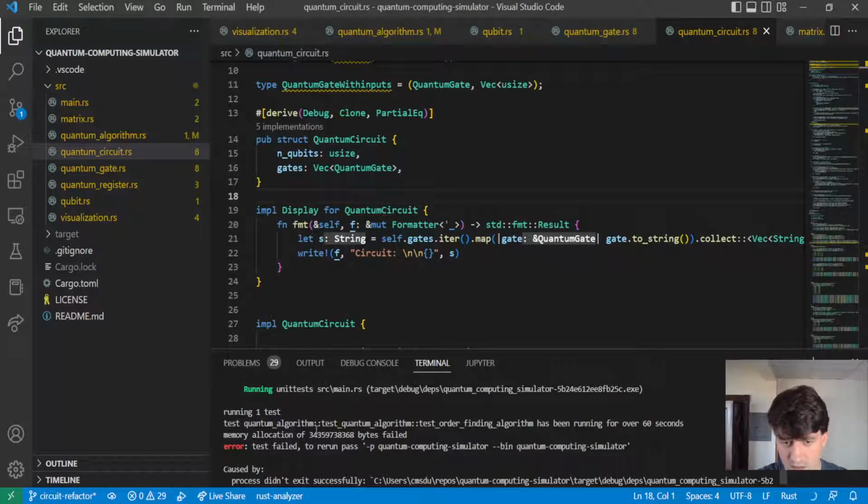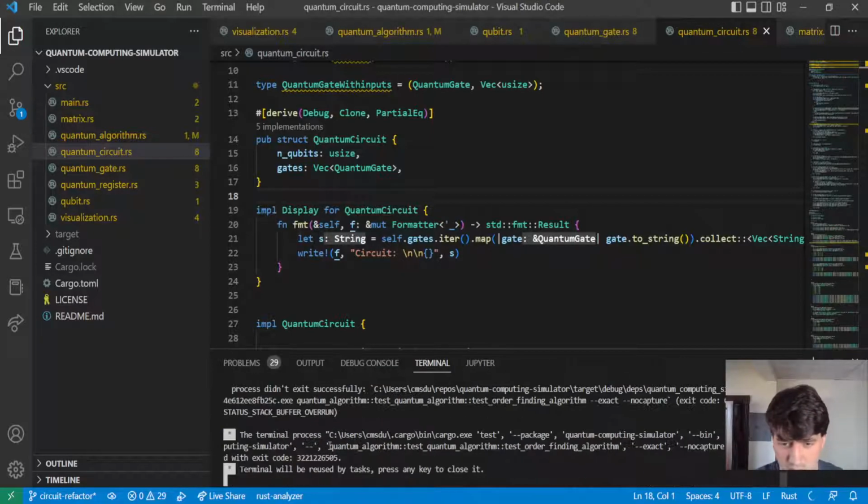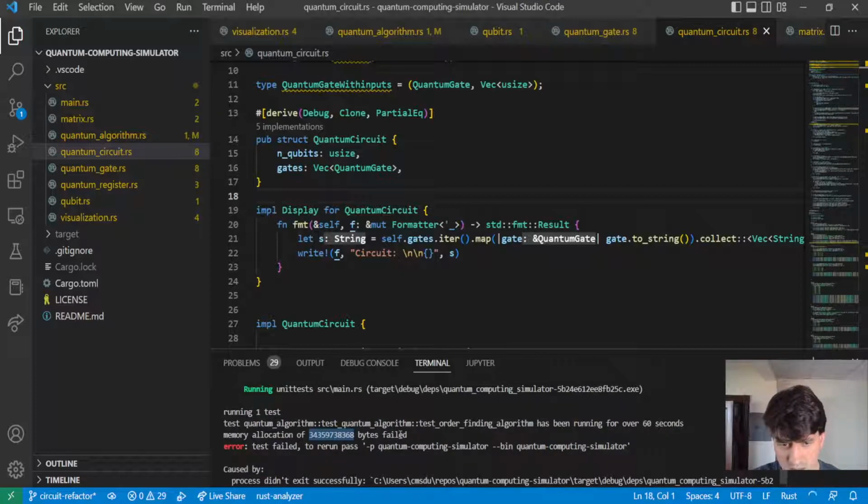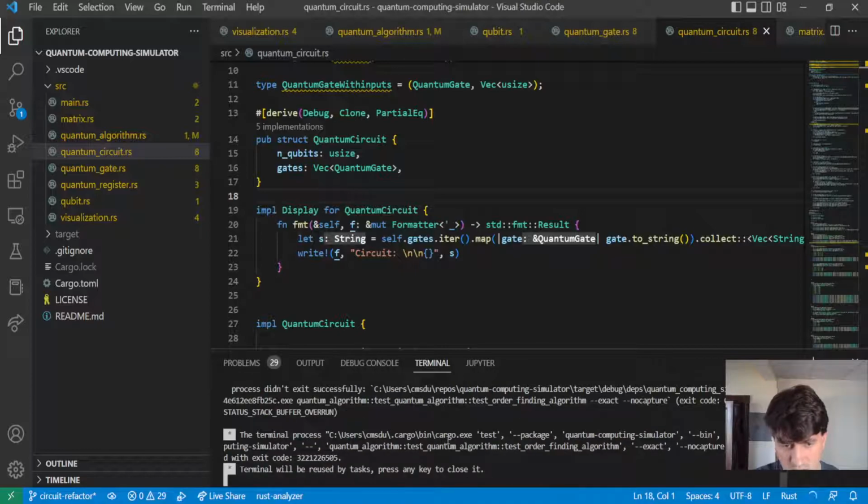Okay. Couldn't allocate this gigantic thing. Oh, does that just mean that I'm OOMing my machine? Being out of memory. Stack buffer overrun. Let's check.